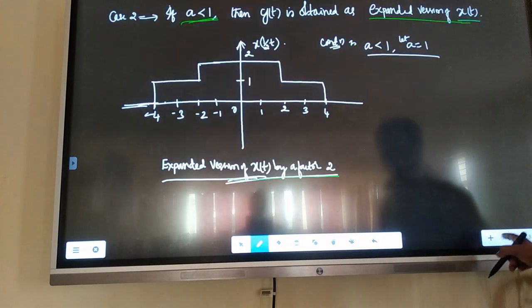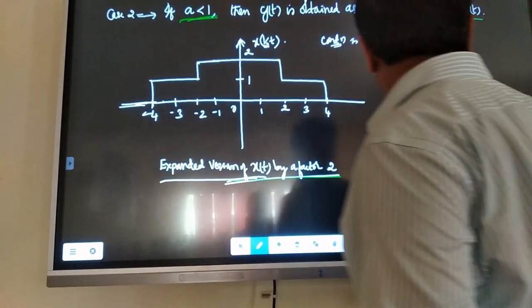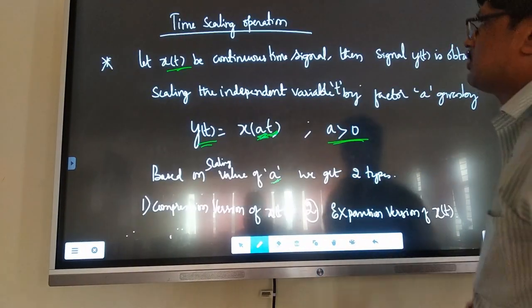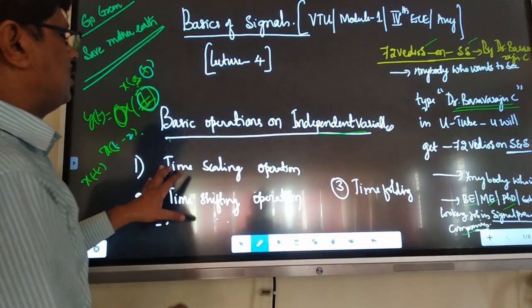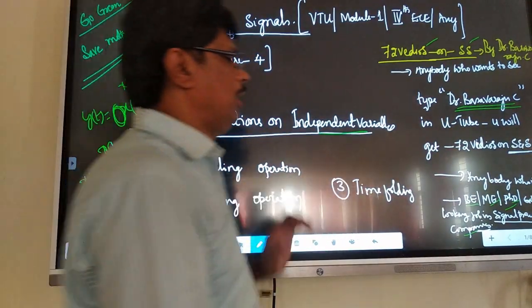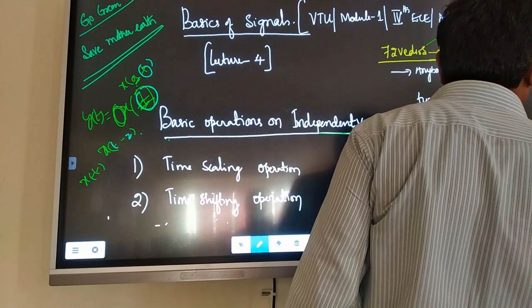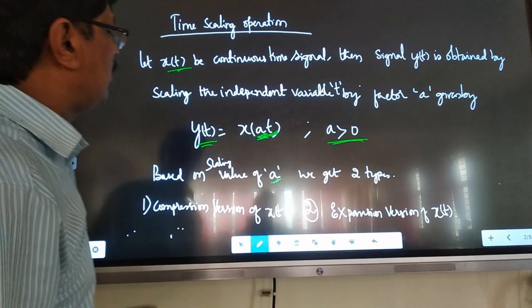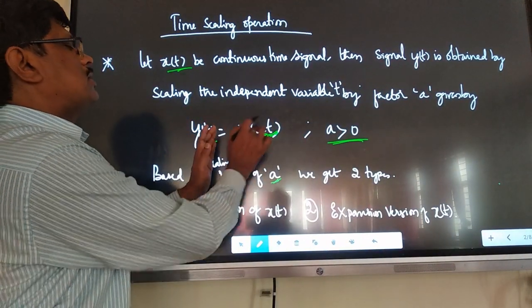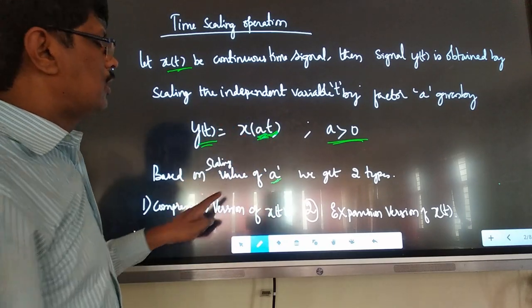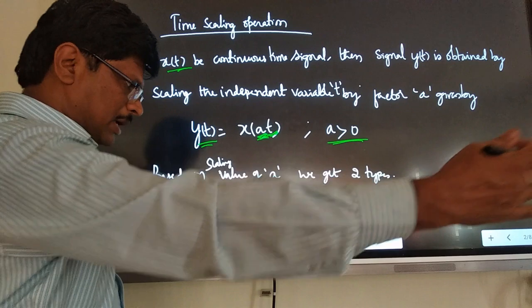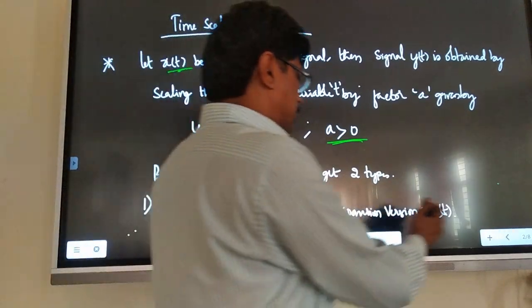I hope I have made all these three properties clear, which are very, very useful. Let me repeat quickly. These are the three operations: time scaling, time shifting, time folding, applied to the independent variable. First one is time scaling. Here y of t is the scaled version, x of a t. Based on the value of a, you will get two types: one is compressed signals, the other is expanded signals.